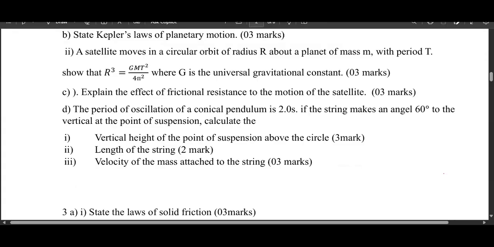So that is the part. Then part D, the period of oscillation of a conical pendulum is 2.0 seconds. If the string makes an angle of 60 degrees to the vertical at the point of suspension, they want us to come up with the vertical height of the point of suspension above the circle, the length of the string, and the velocity of the mass attached to the string.